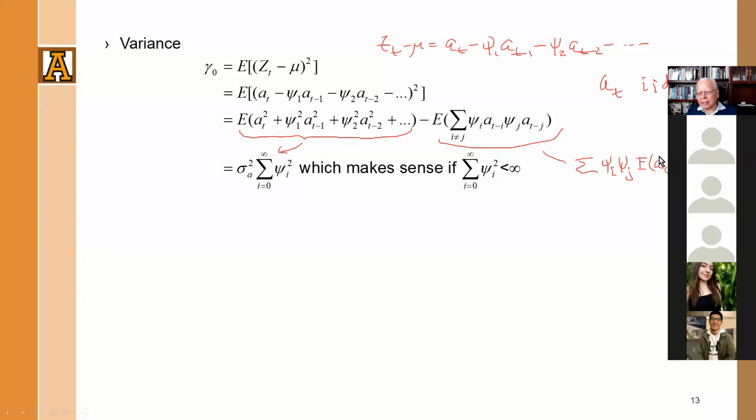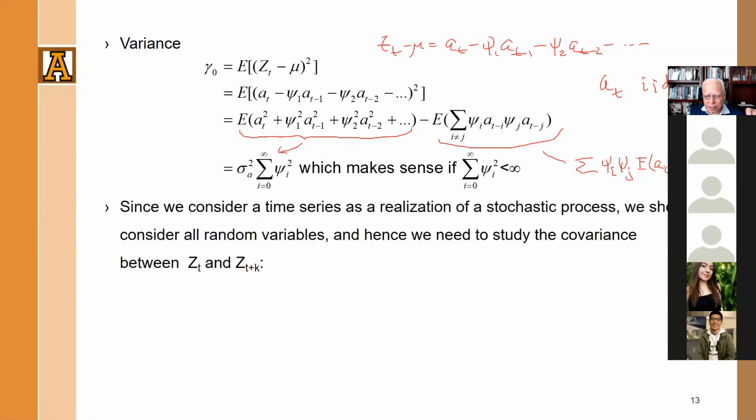But since they are independent, the expected value of the product is the product of the expected values, and each of these has expected value equal to 0. So this whole term is equal to 0. This part becomes 0. Right. So the variance is equal to sigma squared times the sum of psi sub i squares. That's only part of the second moment. So we now have the first moment, and we have part of the second moment, which is the variance. We still need to work with the covariances, just the second moment of the series.